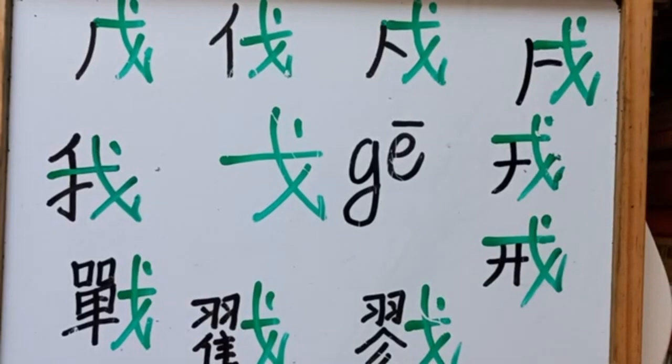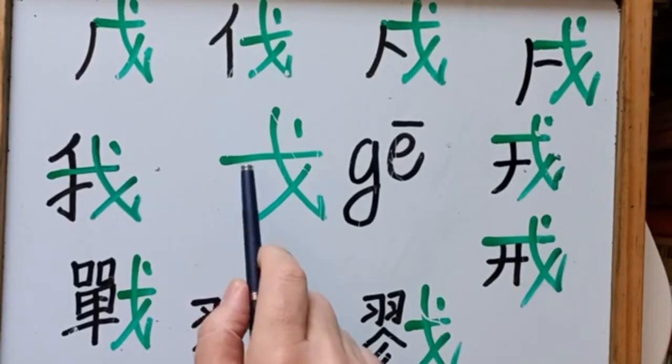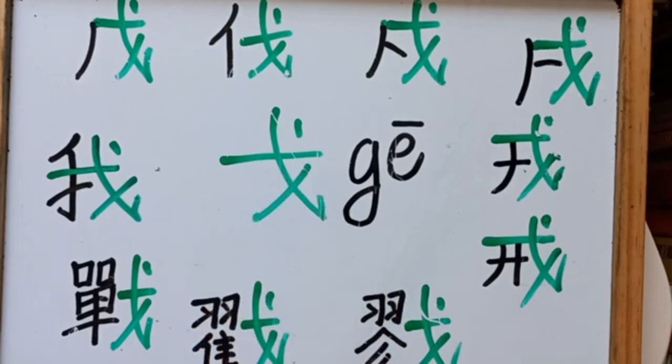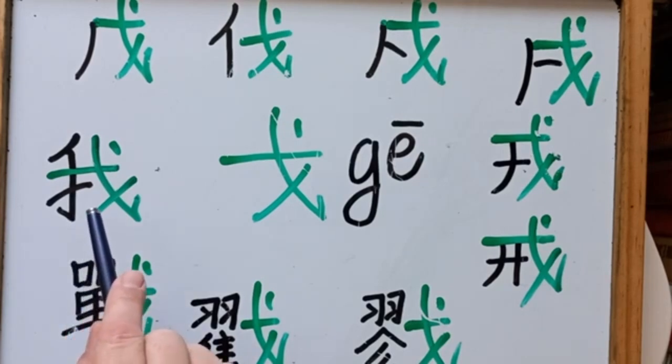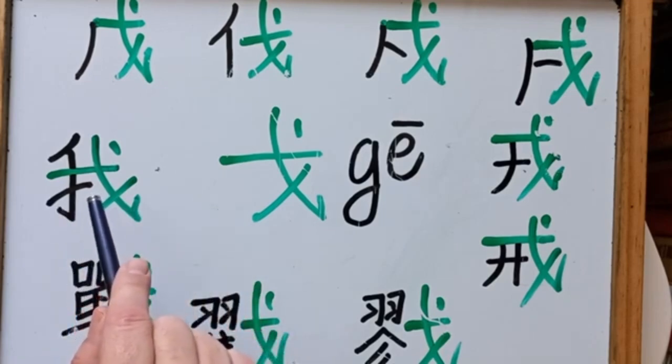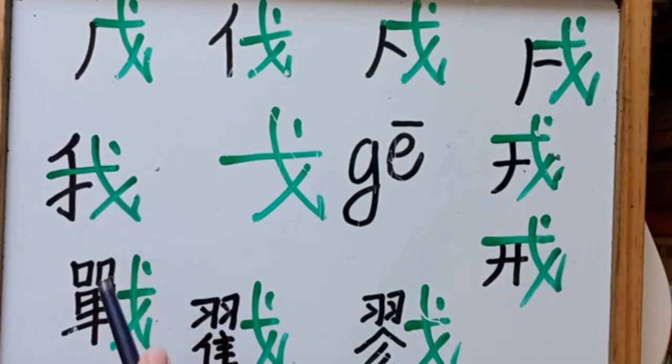To sum up, the dagger-axe, ge in Chinese, is used as a radical component in numerous characters related to weapons or the military. Let's take a look at them. Wo. The ancient meaning of wo was the three-pronged halberd, and the modern meaning is the personal pronoun I.